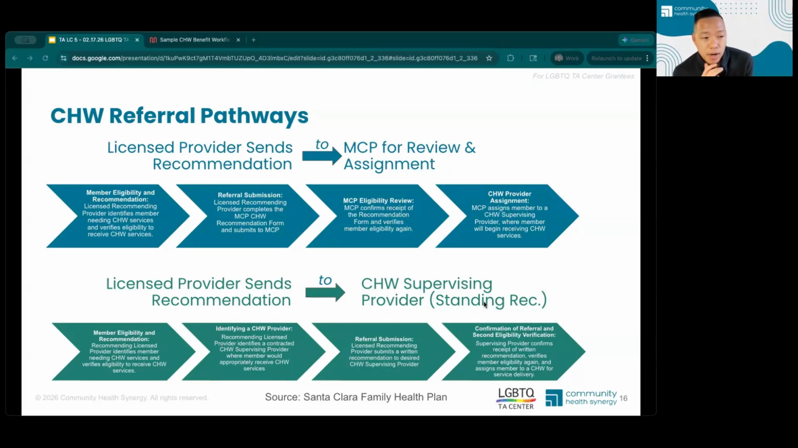The second pathway in the bottom of the screen is a licensed provider that you partner with or you have in-house, and you identify a member who they think CHW services are medically necessary. You can verify the Medi-Cal member eligibility. You can do this by looking up the managed care plan portal that you're contracting with. And because of the standing recommendation, no authorization is needed. Your CHW can begin working on these services immediately, and you'll later bill the managed care plan. So I just want to zoom out and talk about the different pathways that could occur for referrals.